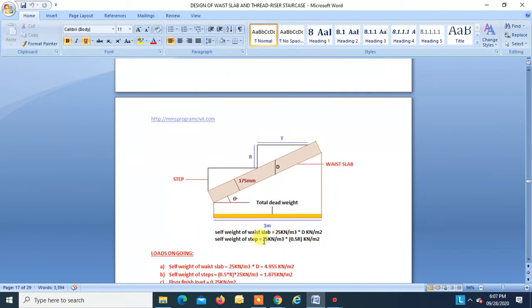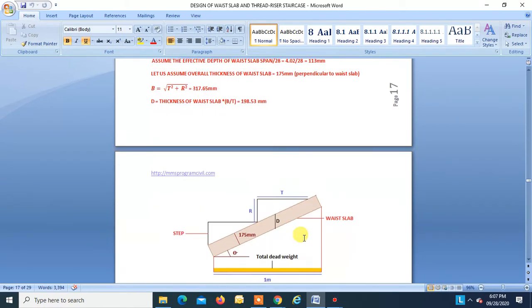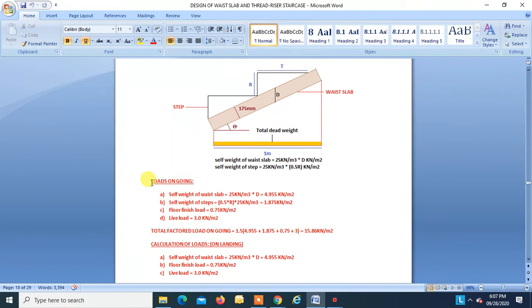So this is the formula that is used for finding the self weight of waist slab: 25 into D, and the self weight of step is 25 into 0.5 R. We are taking this triangle as an equivalent rectangle, right? So this is the formula for finding the self weight. So let us find the self weight on going.